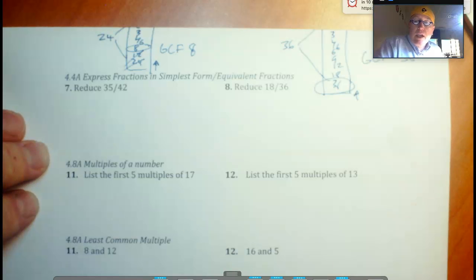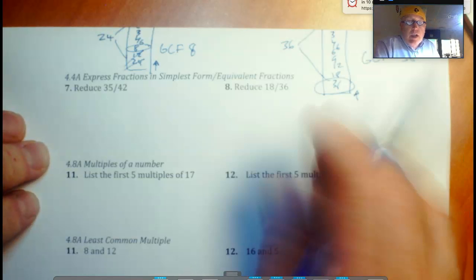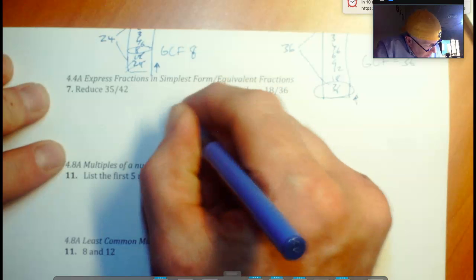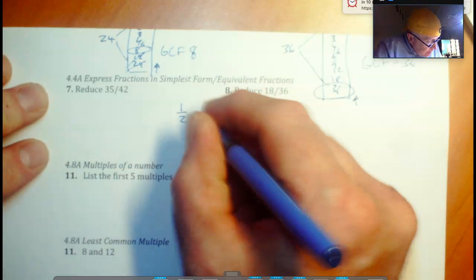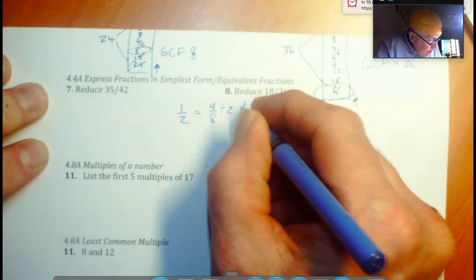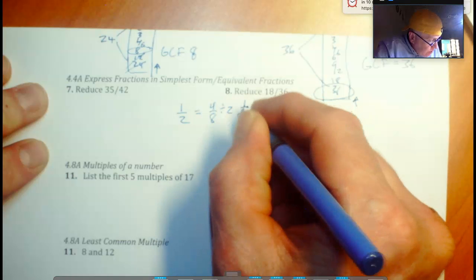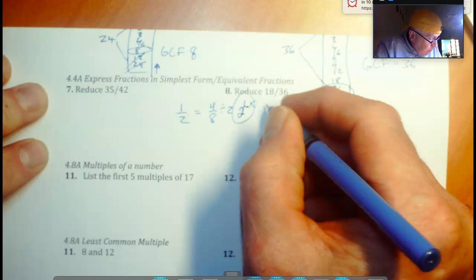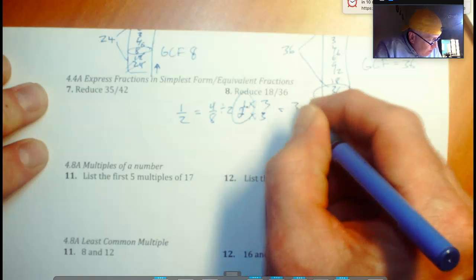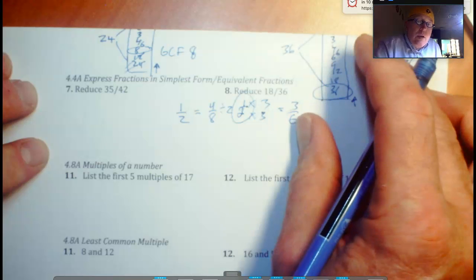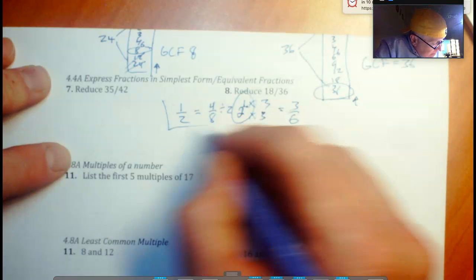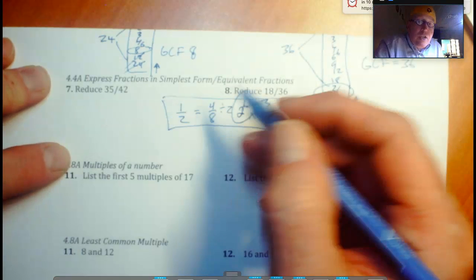All right, let's take a look at these last few targets here. Express fractions in simplest form or equivalent form. Just a quick tutorial on this. All this is saying is that 1/2 is the same thing as 4/8. You can take 4/8 and divide by 2. 4 divided by 2 is 1, 8 divided by 2 is 2. There's your 1/2. Or you can multiply 1/2 by 3, the top by 3 and the bottom by 3, and you're going to get 3/6. So equivalent fractions I think are easier than reducing them, but it's the same idea. Whatever you do to the top in terms of multiplication or division, you do to the bottom.